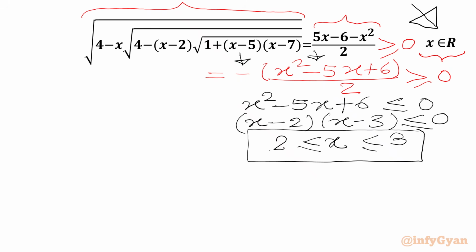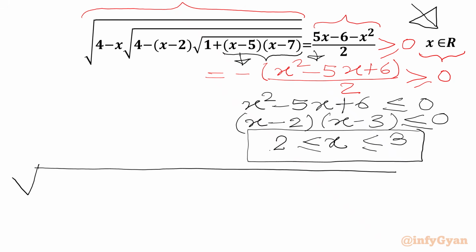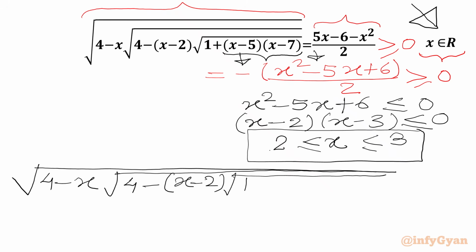Now we will take up LHS. Here we have (x minus 5) times (x minus 7), which we will write under the square root of 4 minus x, the square root of 4 minus x minus 2, the square root of 1 plus... x minus 5 can be written as x minus 6 plus 1. This is x minus 5. Similarly, x minus 7 can be written as x minus 6 minus 1.